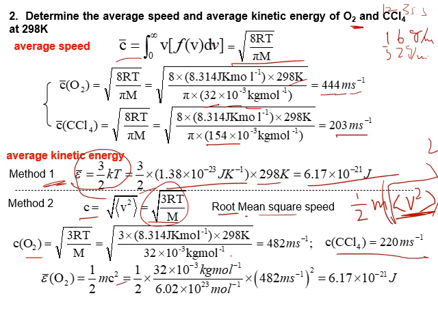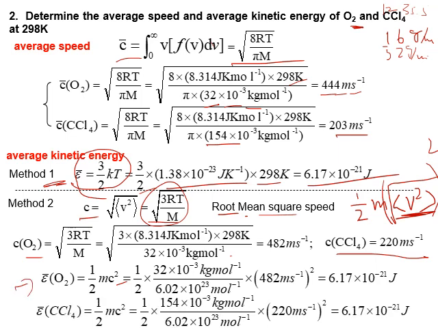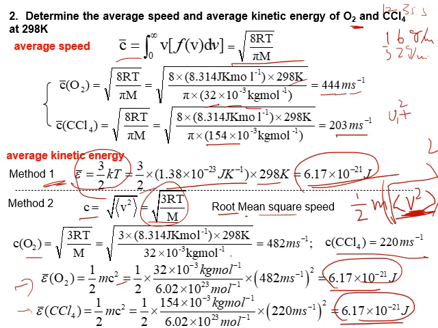All right, so here is oxygen and here is carbon tetrachloride. You get the same value here. They are all the same. Note that when you calculate kinetic energy, you use root mean square speed. Mean square speed means you take v1 squared plus v2 squared, add all together, divided by the total number of molecules. So that's the mean square speed.